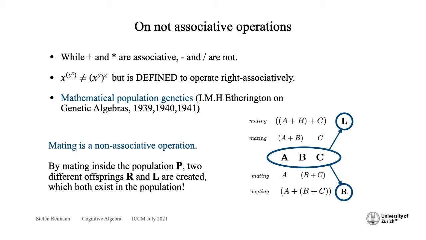Assume you have three species A, B, and C, or think about individuals. A and B mate, while their offspring mates with C, producing the offspring L. On the other hand, B and C mate, their offspring mates with A, producing offspring R. According to the laws of population genetics, the two resulting offspring L and R are different. So mating is not associative. Furthermore, both offspring will exist in the population. If mating were associative, we would look much more alike. Non-associativity creates diversity.